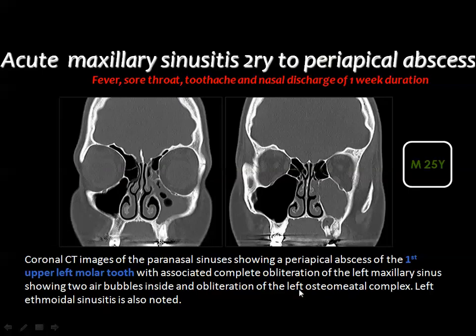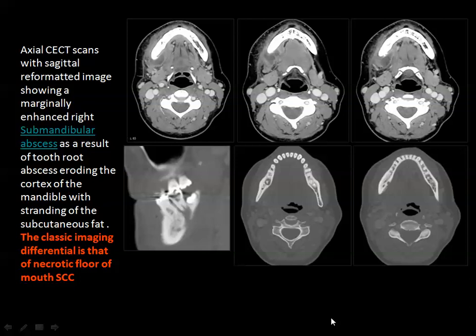And this is an example of a periapical abscess, and this abscess is intimately related to the inferior wall of the maxillary sinus, and the maxillary sinus is almost totally obliterated, denoting the presence of acute sinusitis, which is, in this case, the complication of this periapical abscess. And here you can see a submandibular space abscess, which is a hypodense lesion with a thick enhancing margin.